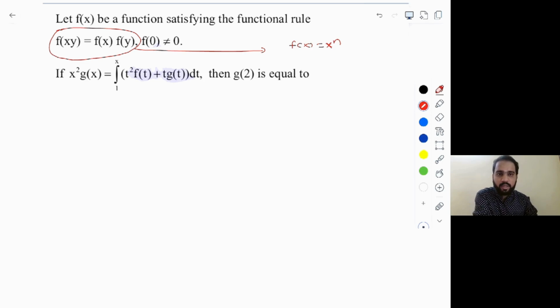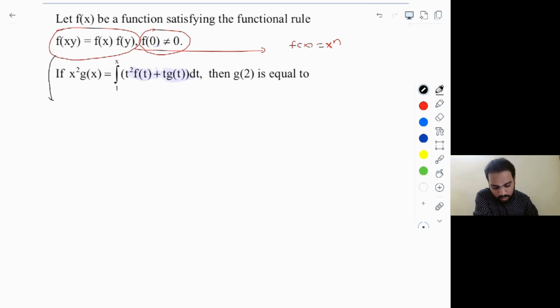Whenever we have f of xy equal to f of x into f of y, you directly take f of x equal to x to the power of n, but that will not work out here. If you take f of x equal to x power n, f of 0 is equal to 0. But they said that f of 0 is not equal to 0, which means it won't work out. That's the tricky part here. That is why you should follow the method which I gave you in the earlier videos also. I have given two cases in two of the videos.